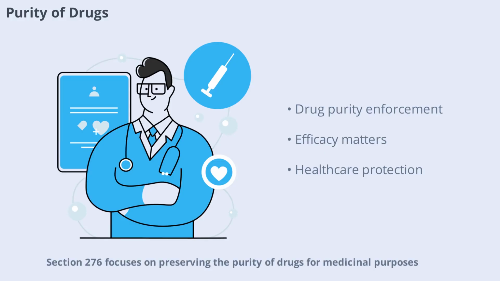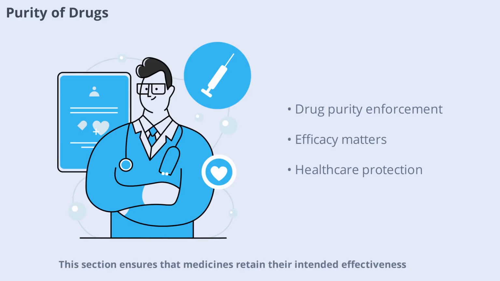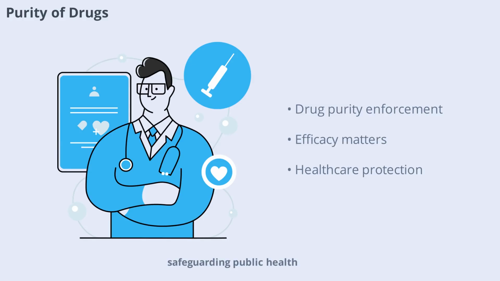Section 276 focuses on preserving the purity of drugs for medicinal purposes. Even if adulteration doesn't make a drug noxious to life, reducing its efficacy is enough for legal action. This section ensures that medicines retain their intended effectiveness, safeguarding public health. The law recognizes that compromised drugs can have serious consequences, so it holds manufacturers and sellers accountable for maintaining standards. This protection is vital for patient safety and trust in healthcare.